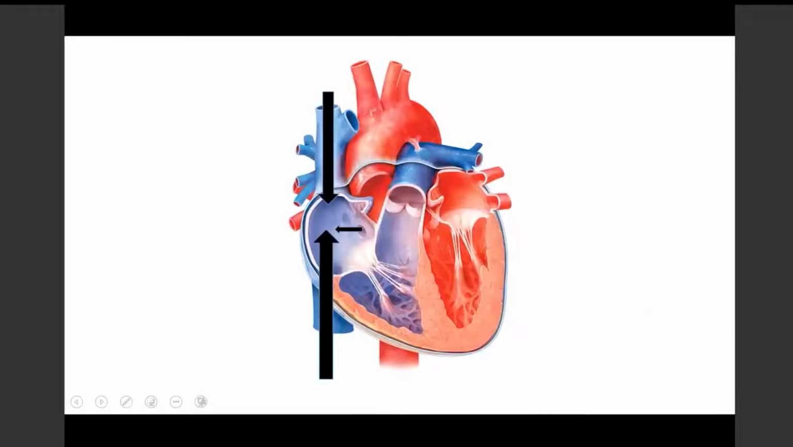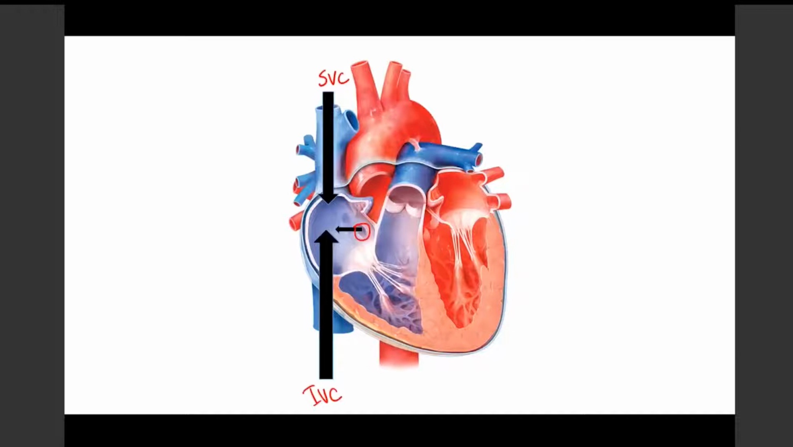So when blood enters the heart, it enters the right atrium, right? And there are a couple of vessels that drain into there. We have the superior vena cava and the inferior vena cava, and you also have the coronary sinus. This is a drainage point for the blood that is coming from the heart itself, from the myocardial layer of the heart.